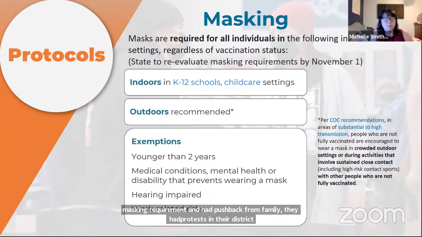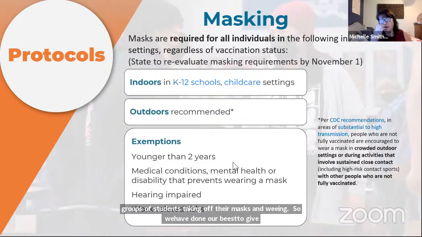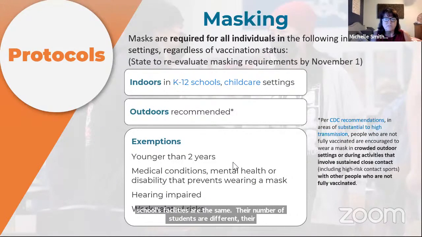And I know that we may talk a little bit more about that coming down, but large groups of students taking off their masks and eating. And so we've done our best to give them, again, a wide array of choices around how they might approach the lunch period. Not every school's facilities are the same. Their numbers of students are different. Their circumstances are different. So there is no one-size-fits-all solution to school, but these schools are, I think, really doing well with the indoor masking and perhaps facing some challenges around the outdoor masking, especially those that are requiring it. Thanks, Michelle.